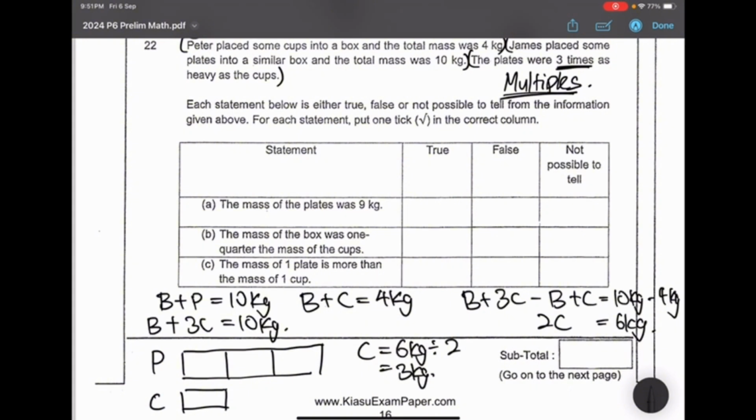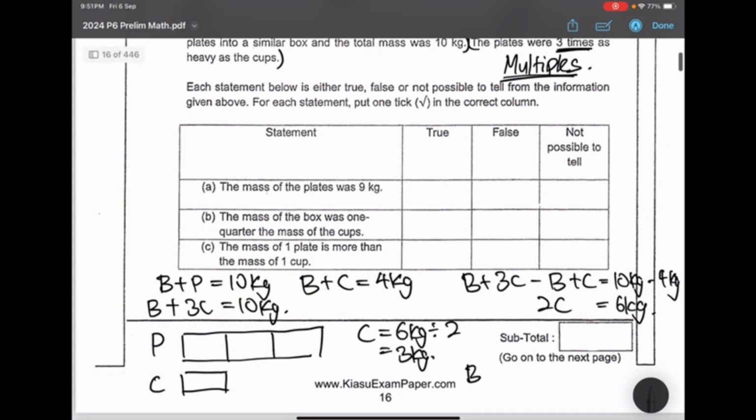So from this, I know that the box equals 1 kg, the cups equal 3 kg, and the plates equal 9 kg. This is all the information that I can get out of this. Now let's look at the statements. We have to decide true, false, or not possible to tell. The mass of the plates was 9 kg. That checks out, so this is true.